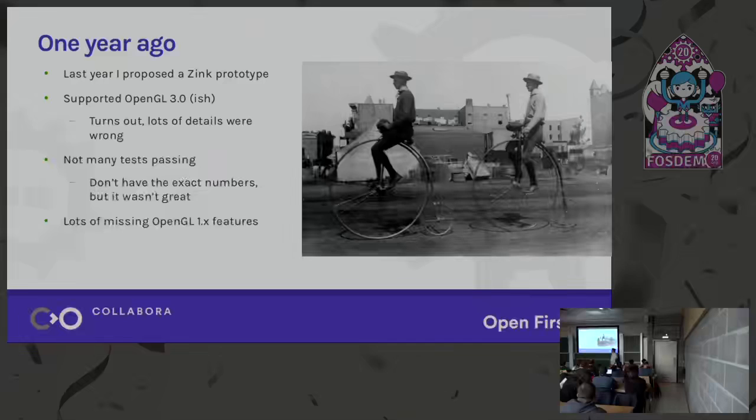One year ago, I was here at FOSDEM, and I presented about Zink. For those who don't know the Zink project, it's an OpenGL implementation on top of Vulkan using Mesa 3D and the Gallium interface. What we had was running OpenGL 3.0, or at least exposed that. Turns out after some more test running, we were kind of far off on a bunch of the details. We were failing a whole lot of Piglit tests, and I don't have the numbers, but it wasn't great, but it was kind of working for some applications.